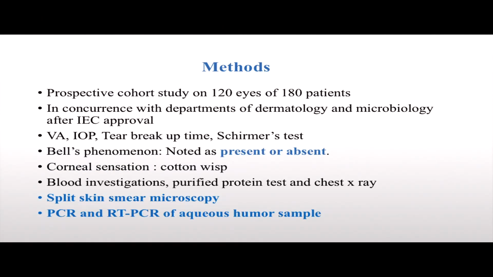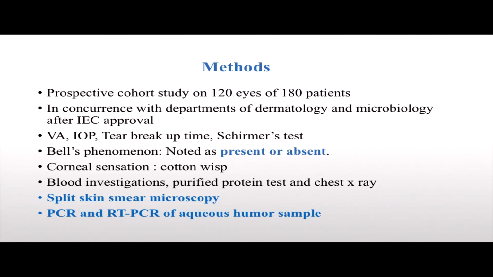So this is a prospective cohort study conducted on 120 eyes of 180 patients, done in concurrence with departments of dermatology and microbiology. After informed consent from the patient and ethics committee approval was obtained, a routine slit lamp examination along with IOP, tear breakup time, Schirmer's, Bell's phenomena, corneal sensation was done. Blood investigations, a purified protein test, and chest X-ray were done for all patients.